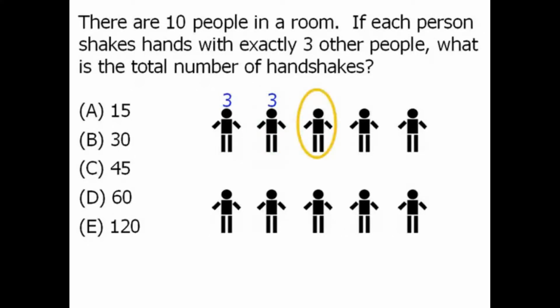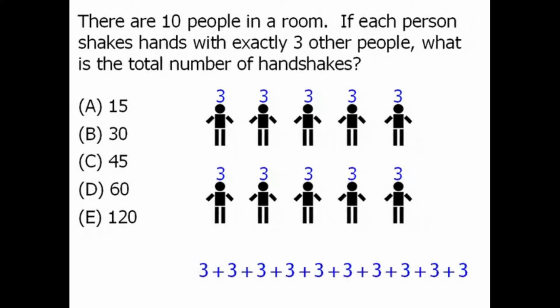This person also says that she shook hands with 3 people. So now the total number of handshakes is 9, and so on. Every single person in the room says that she shook hands with exactly 3 people. So it seems that the total number of handshakes must be equal to 10 threes. However, we've made one small mistake here.